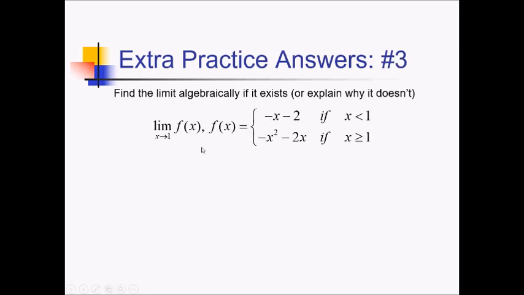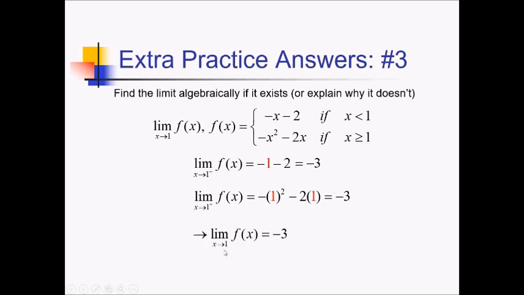For this problem, we're trying to find the limit as x approaches 1 for this piecewise function. Since 1 is a border value, we compare the left and right-sided limits at 1. For the left-sided limit at 1, we're using the first rule with x less than 1. That's -1 minus 2, which comes out to -3. For the right-sided limit at 1, we're using the x greater than 1 rule. So that's -1 squared minus 2 times 1, which is really just -1 minus 2, also -3. Since the left and right limits are both -3, the two-sided limit is also -3.